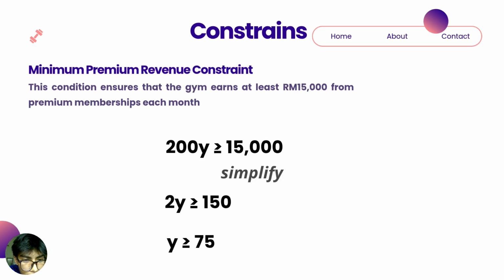Alright. So the third constraint is the minimum premium revenue constraint. This condition ensures that the gym earns at least 50,000 ringgit from premium memberships each month. So the inequality that we got here is 200y ≥ 50,000 ringgit. And after we simplify this inequality, we get y ≥ 75.